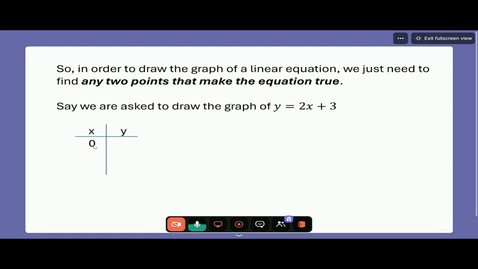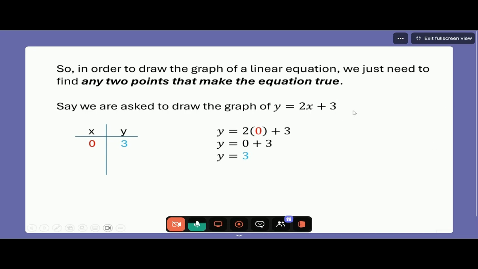So I'm going to start with x equals 0. I'm going to plug that into the equation, so you can see I replaced the x with a 0. Now I'm just going to work out what y is. Y is 3. So there is 1 pair that makes the equation true.